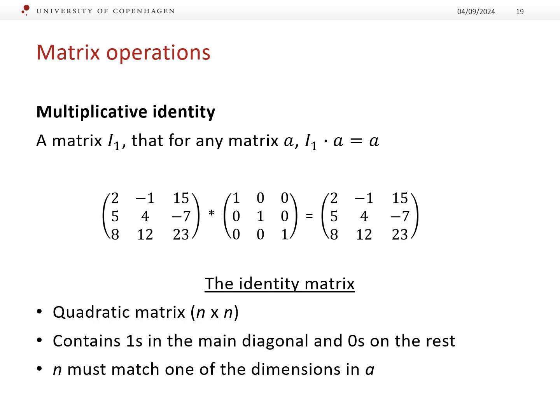So since we were talking about the multiplicative identity, this means that this matrix we obtain here is what is called the identity matrix. So an identity matrix is a quadratic matrix, so it has the same number of rows and columns. It contains ones in the main diagonal and zeros on the rest. And then n must match one of the dimensions in matrix A.